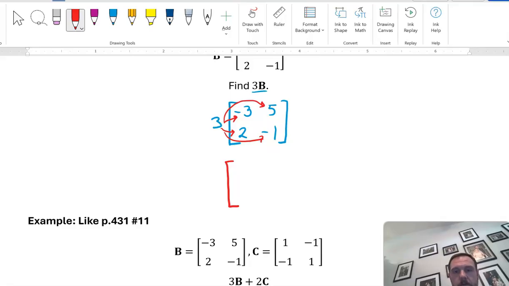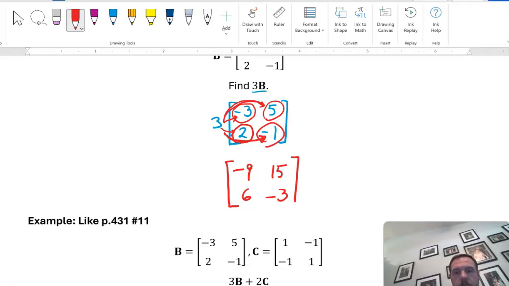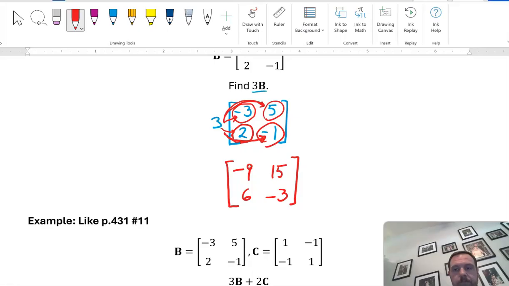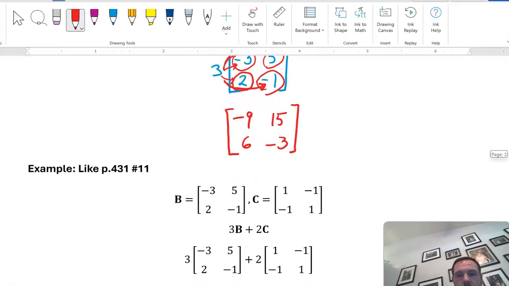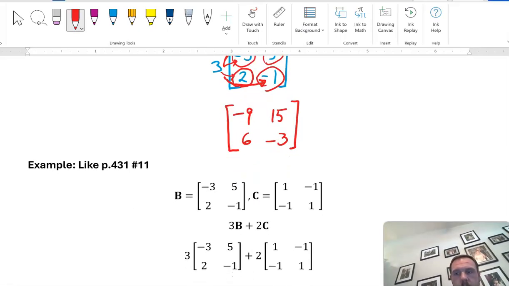3 times negative 3 for this top row, left column, negative 9. And then first row, second column, 3 times 5, 15. Bottom row, left column, 3 times 2, 6. Bottom row, right column, 3 times negative 1 is negative 3. And that's it. That's all I do. Each number is 3 times what it was originally.